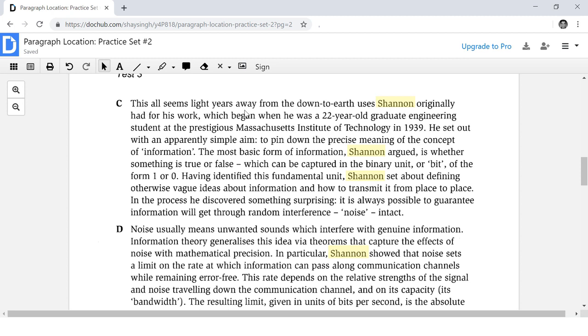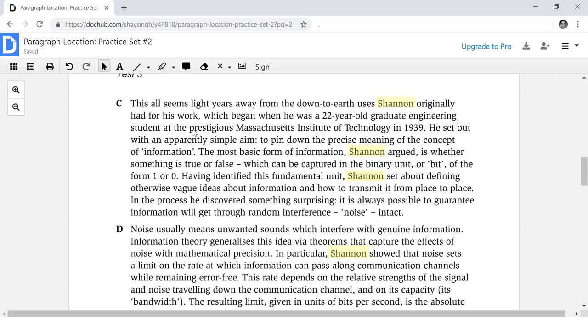This all seems light years away from the down-to-earth uses Shannon originally had for his work, which began when he was a 22-year-old graduate engineering student at the prestigious MIT in 1939. He set out with an apparently simple aim to pin down the precise meaning of the concept of information. So that is what he set out to do.